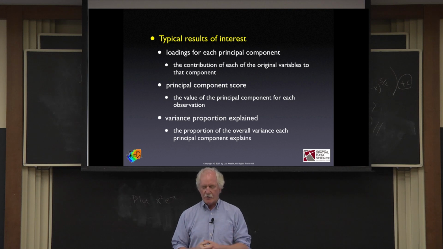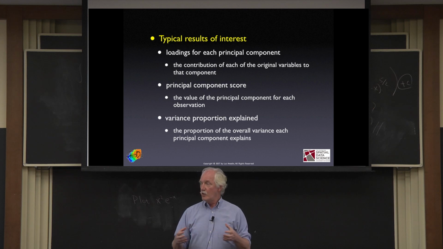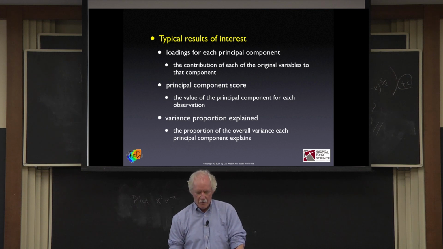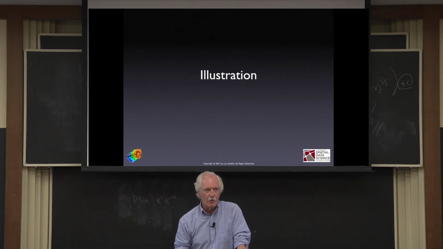And then as a diagnostic, we want to know how well this works and how much of the original variability in our original variables is actually explained by these new, much smaller set of variables. What is the proportion of the variance that is explained?